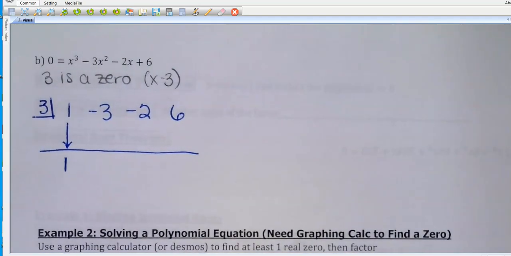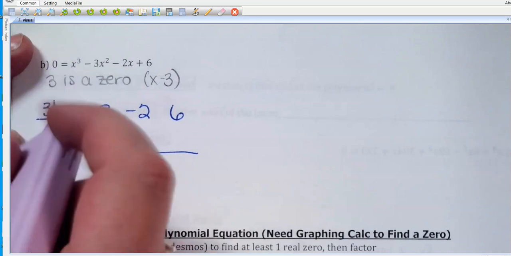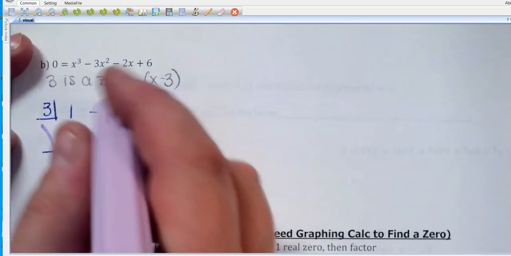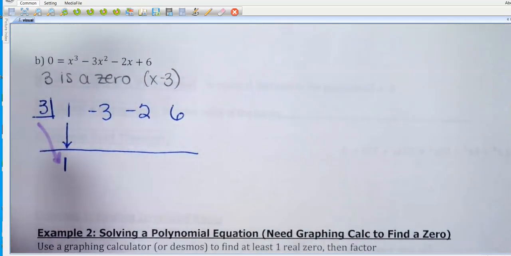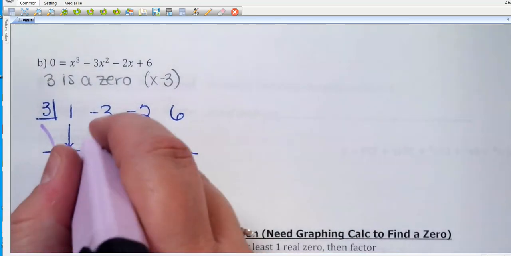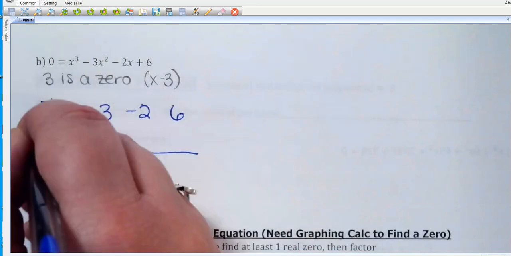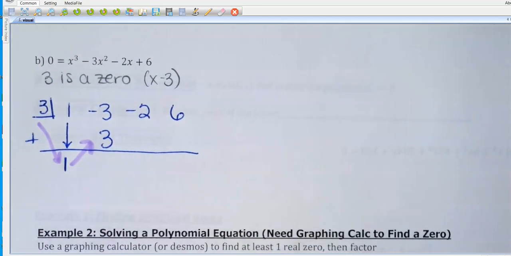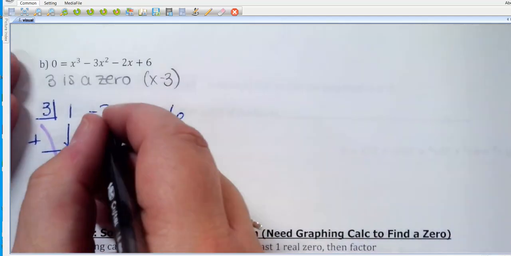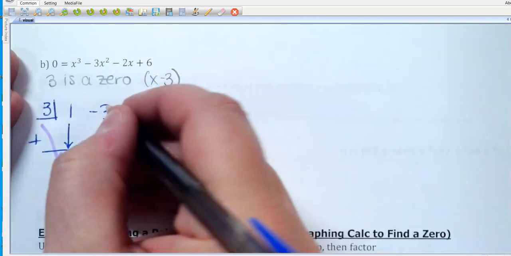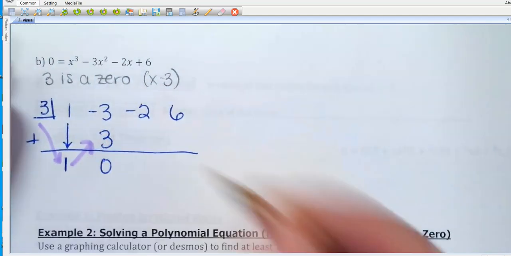Okay, now I'm just going to review this. You do not have to use a highlighter or anything. This is just what we did when we talked about synthetic. It's just been a little bit. So I'm going to take 3 times 1, and you put that in the next open spot above the line. So 3 times 1 is 3, and then you're going to add together the numbers that are stacked on top of each other. Now, in this case, this will be really nice, because -3 plus 3 is 0.